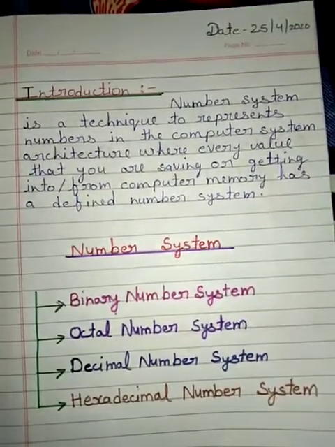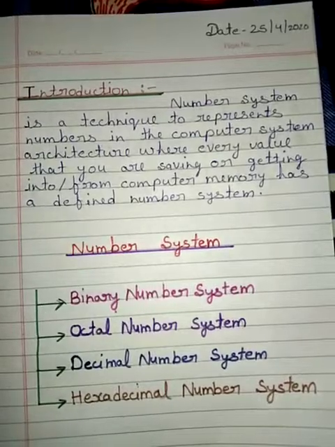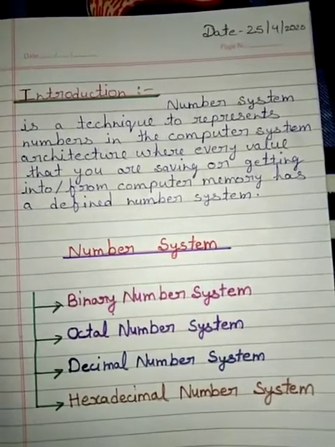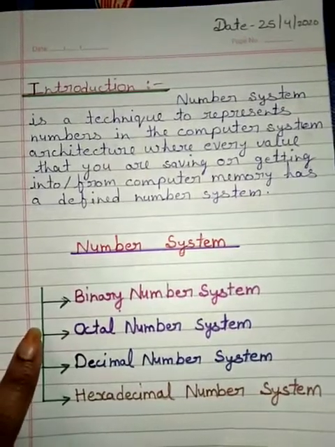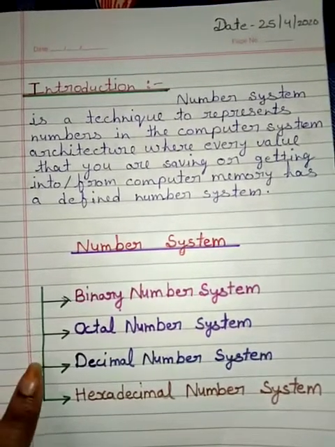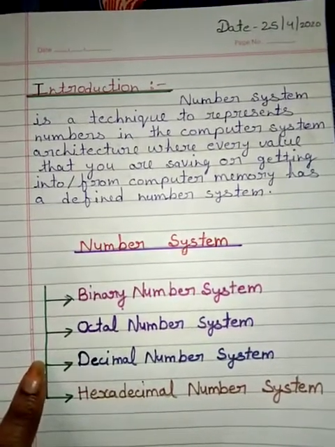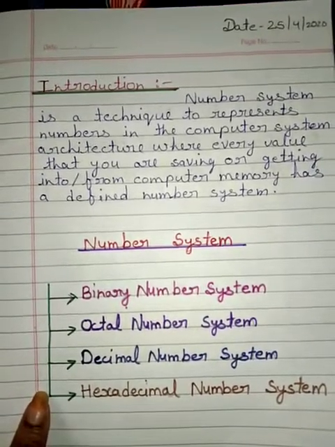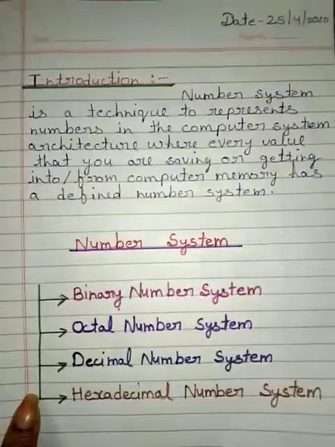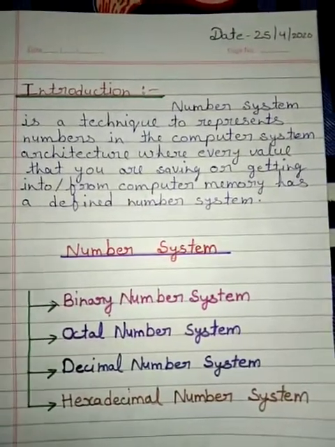Now, computer architecture supports the following number systems. First is the binary number system, second one is the octal number system, third one is the decimal number system, and fourth one is the hexadecimal number system. Now I will describe them.